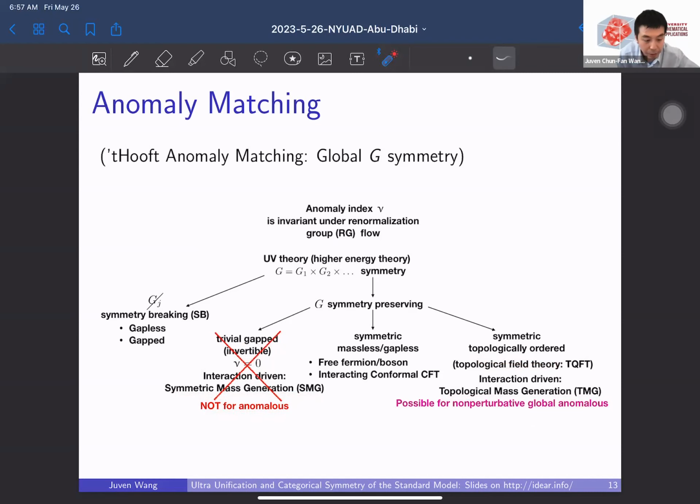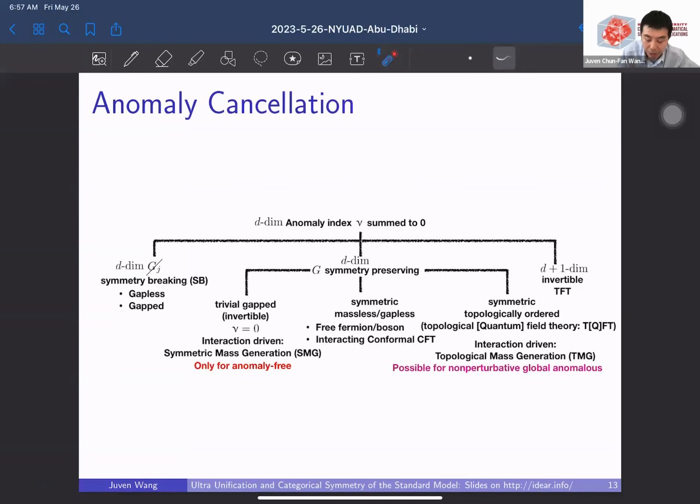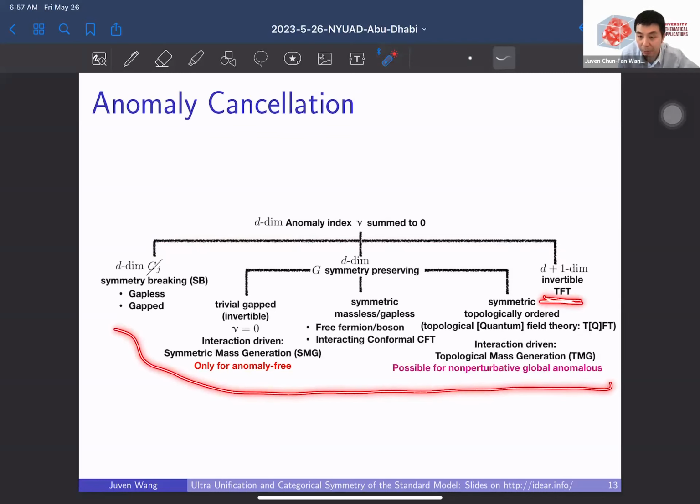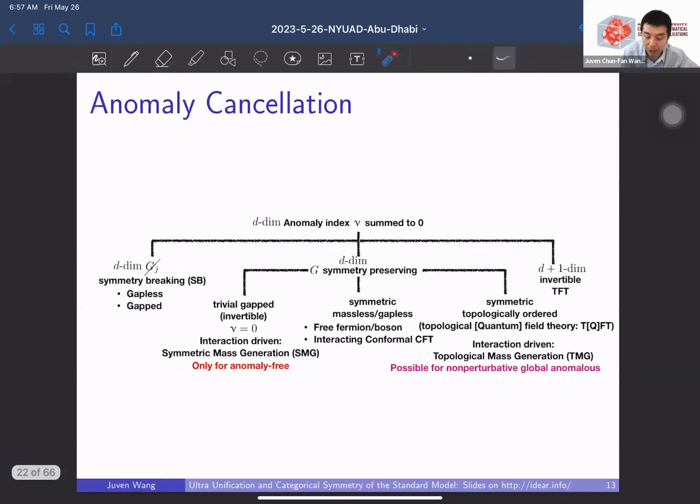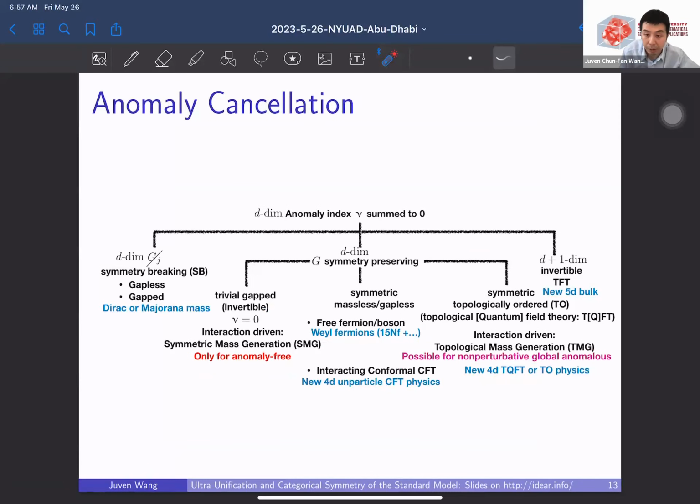Okay. And this anomaly matching can be replaced by anomaly cancellation if we flip the story, such that everything adds up together to cancel to zero at some energy scale. Basically, we just repeat this and add one more possibility of going to a higher dimensional invertible field theory. So the proposal is that we can use all these possibilities to cancel the anomaly that is not canceled in the standard model. In fact, in most cases in the standard model, like Dirac mass, the Weyl fermion is already included in a way to cancel some anomaly. But what is new is written here.